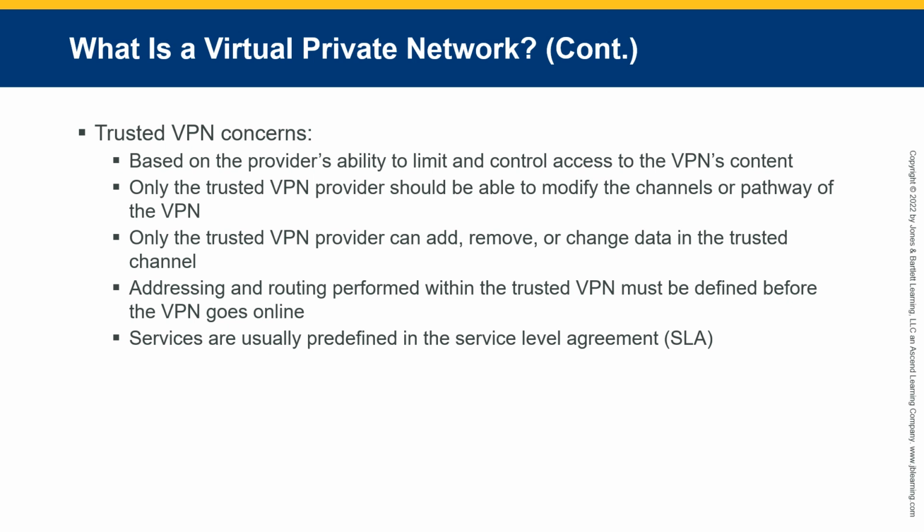All right, so what other trusted VPN concerns? The provider's ability to limit and control access to the VPN content. If you get on the VPN and you're able to access everything, there are no discretionary access controls that prevent you from accessing other things. Just as in a LAN, you may not have access to certain things based on your role or who you are or what permissions you have. So these also must be enforced on VPN connections.